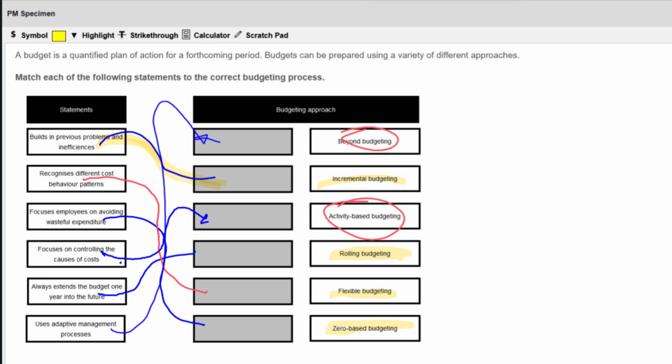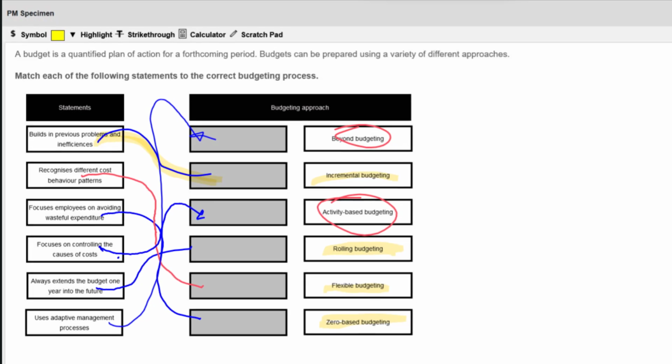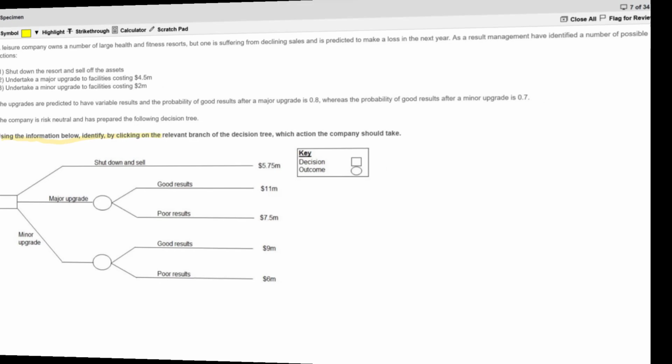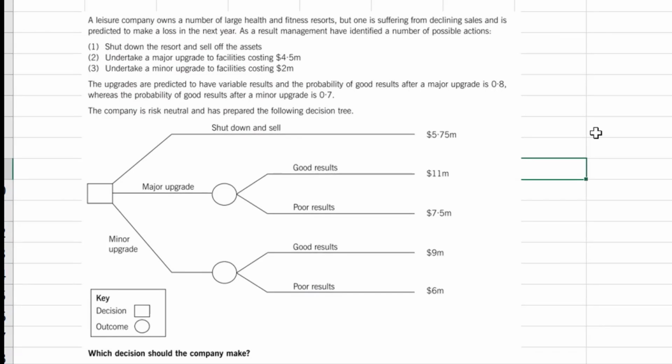Guys, there you have it. Question 6. Question 7. Here we have a classic. Here we have decision trees. I've copied this question into the spreadsheet here so I can do the math a bit more neatly. And look at this. We're trying to make a decision. We're trying to deal with our leisure company, and we're in decline. So we've got 3 decisions, right? And each branch represents a decision. We can shut down and sell. We can do the major or the minor upgrades.